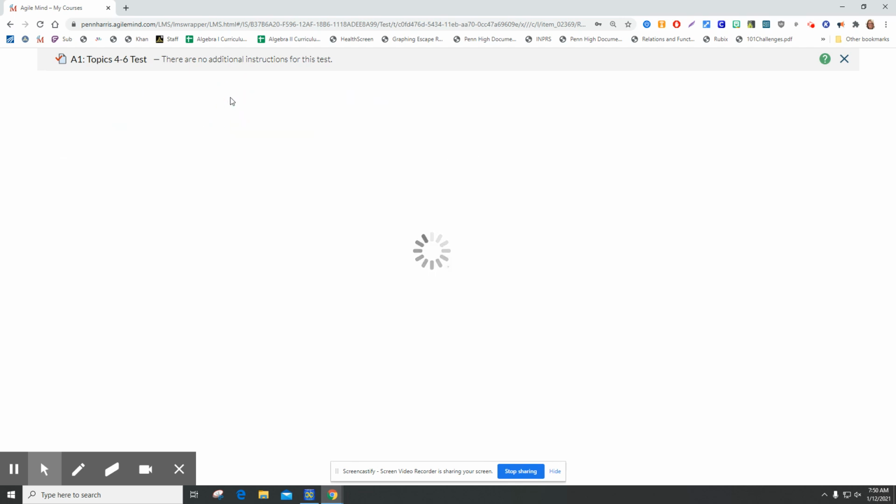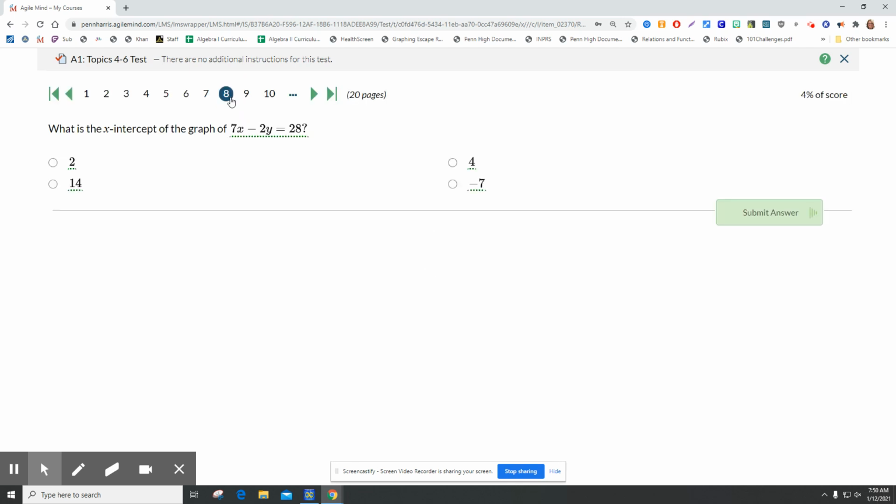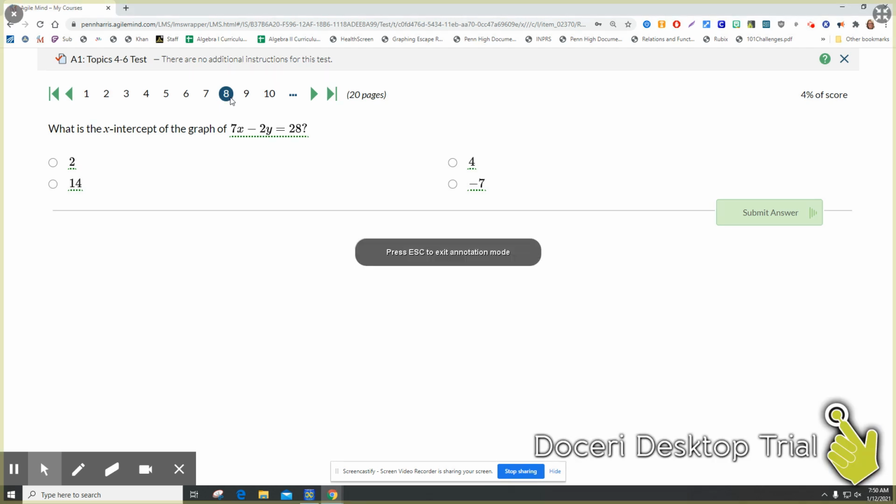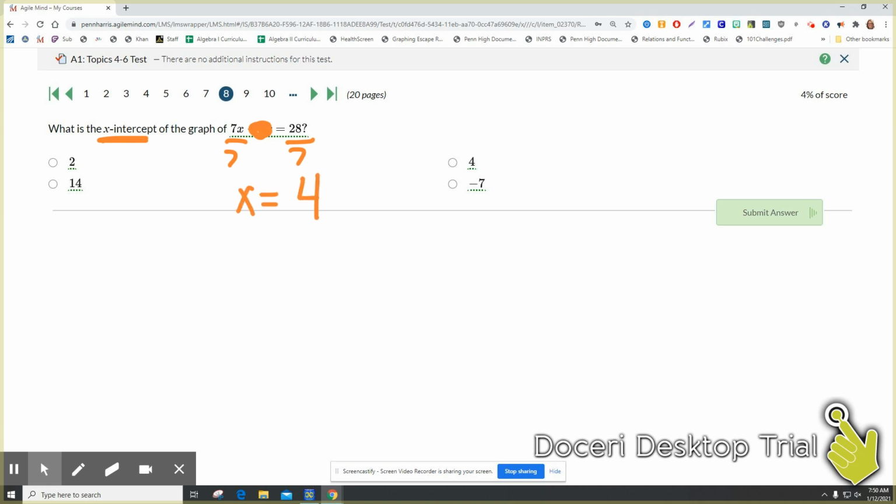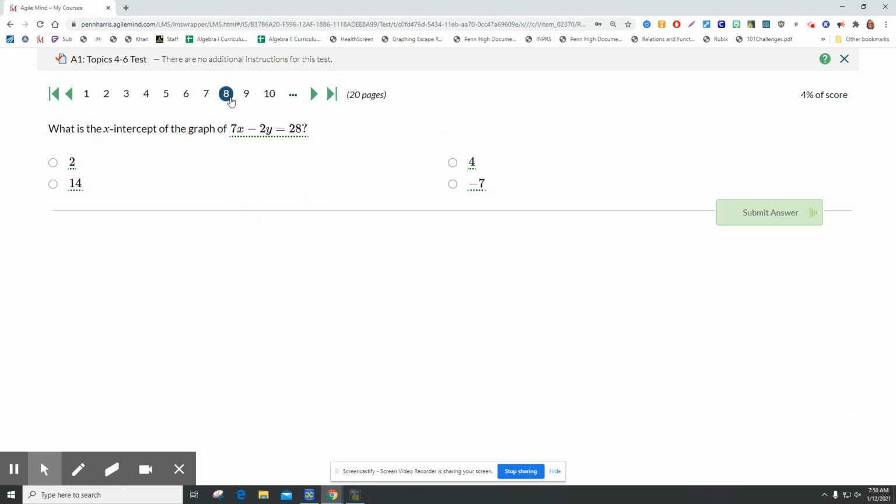Number 8, this question, same exact idea, except this time they ask us for the x-intercept. To find the x-intercept, we cover up the y, and I get that 7x equals 28, divide both sides by 7, and we get that x equals 4. So 4 is going to be my answer here.